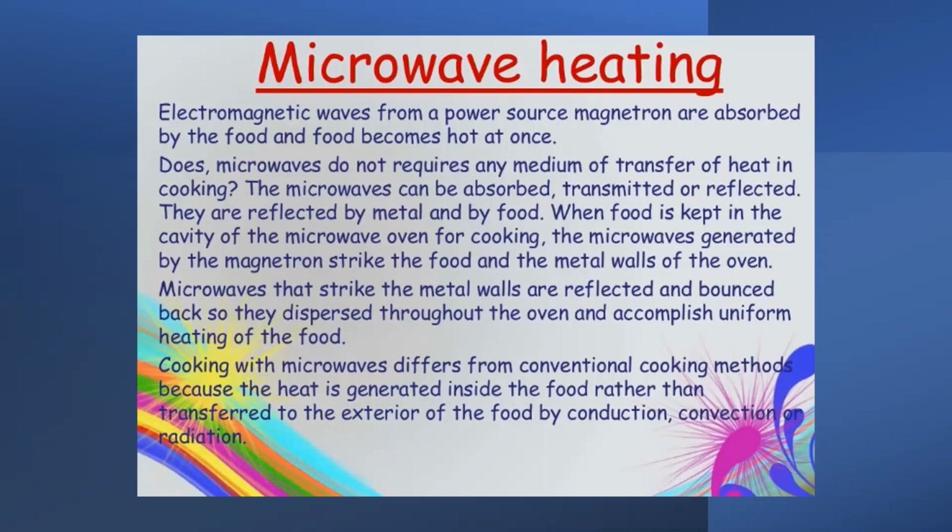Cooking with microwaves differs from conventional cooking methods because the heat is generated inside the food rather than transferred to the exterior of the food by conduction, convection, or radiation. Here the food is mainly cooked by the application of microwaves generated from the magnetron. So that is something different from other kinds of cooking methods.